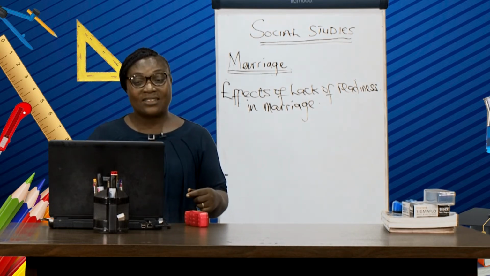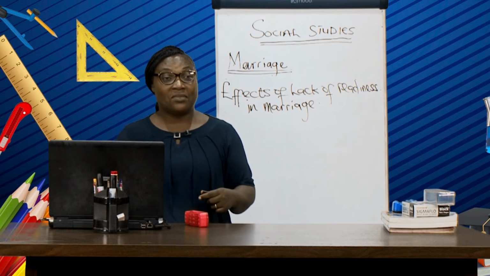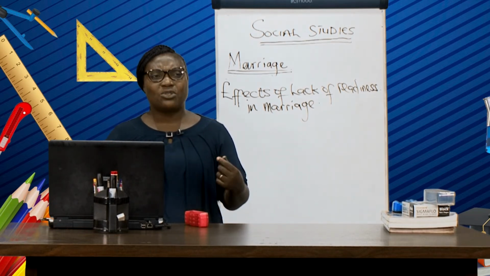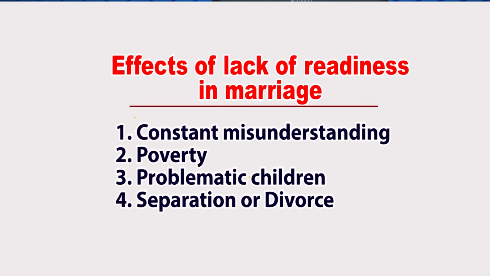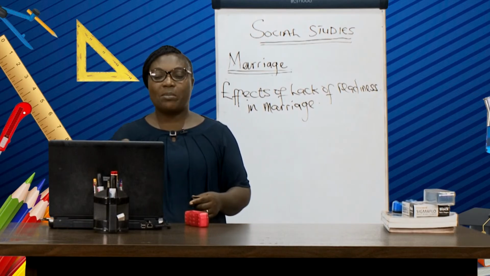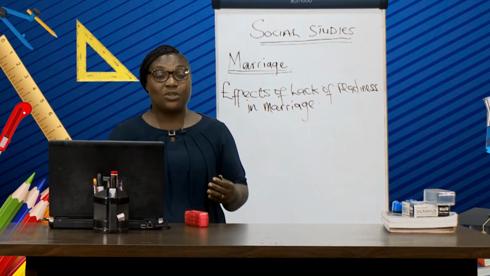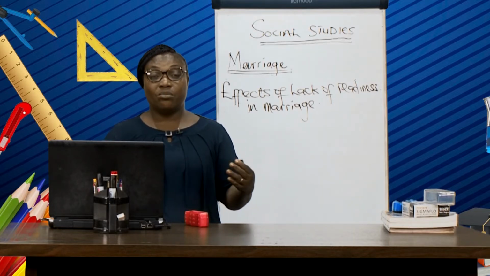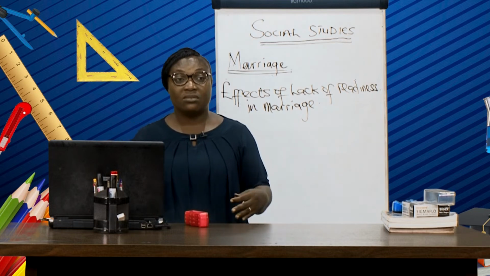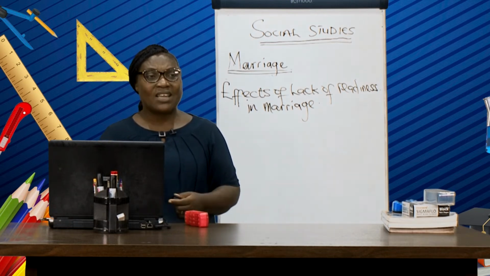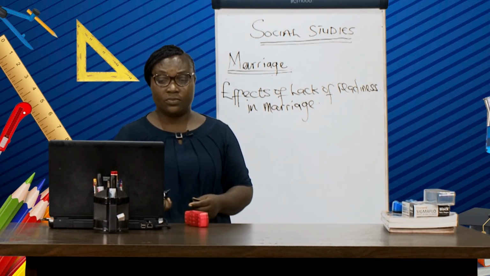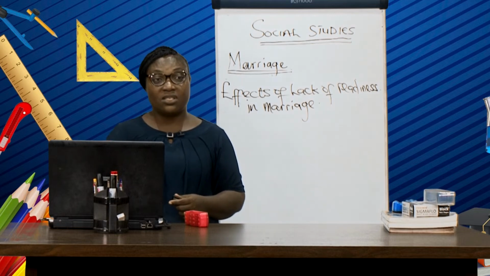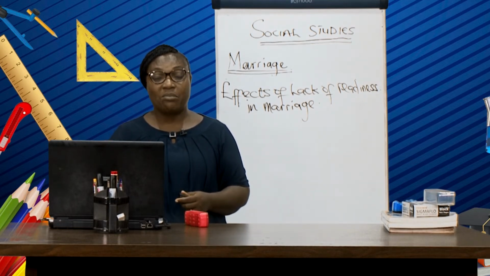Now, if they are married and they don't understand each other, they don't have money to feed, if they give birth to children, what do you think will happen? The children will have problems. That's where problematic children comes in as number 3. Lack of readiness can lead to problematic children. That is why you see all these boys under the bridge, moving around, smoking. They behave as if they don't have any parents. It's not that they don't have parents. It's because of the issues that they have at home. So it can lead to having problematic children because they cannot fend for the family.